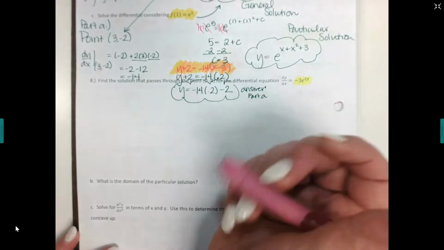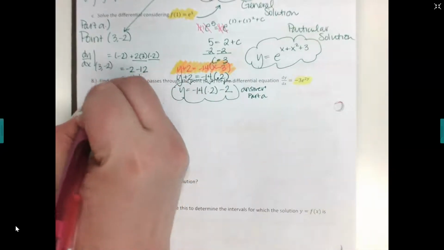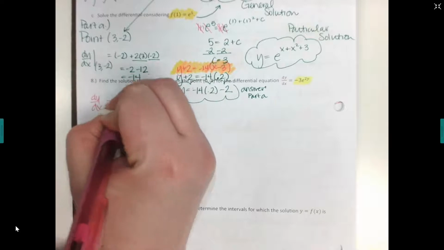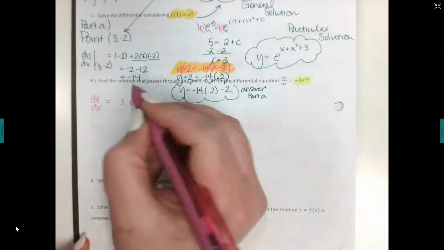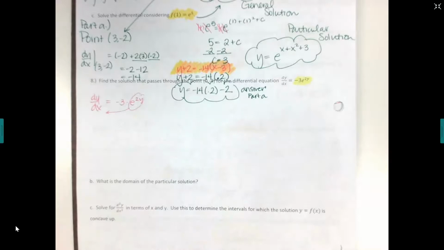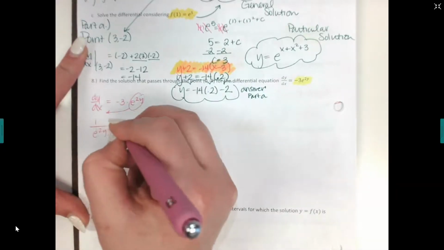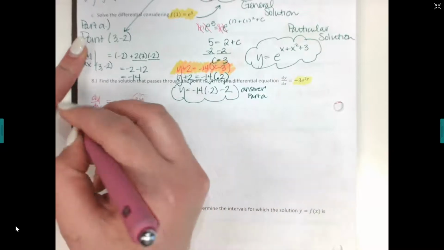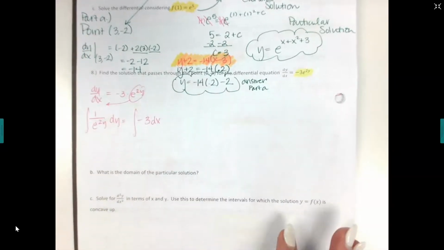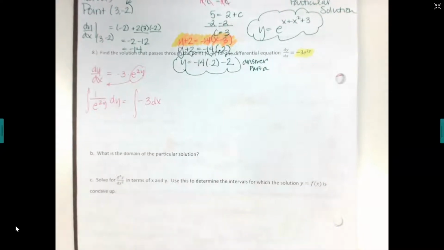Okay, so my first step here, I have dy dx equals negative 3 times e to the 2y, and then I'm going to divide that across to the other side. But the negative 3, I'll just kind of leave there to stay on x's side. So I'll have 1 over e to the 2y dy. And then I'll have a negative 3 dx. Now, we can integrate this like this, so how are we going to rewrite it?